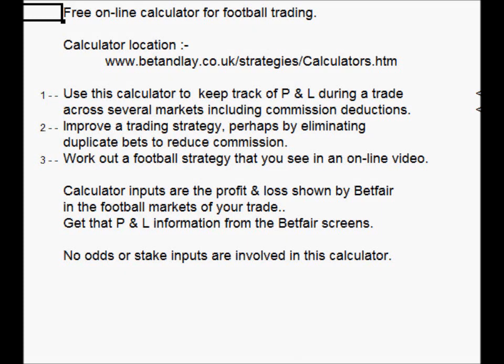This video describes a free online calculator to go with your football trading. That's the location where it lives. As you trade across your football markets, you can use this calculator to show your overall position across all your markets, including commission deductions.